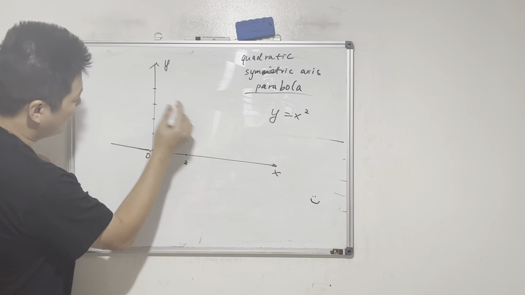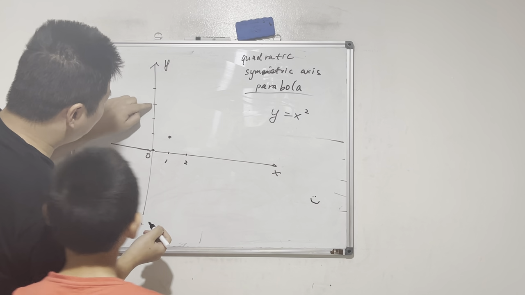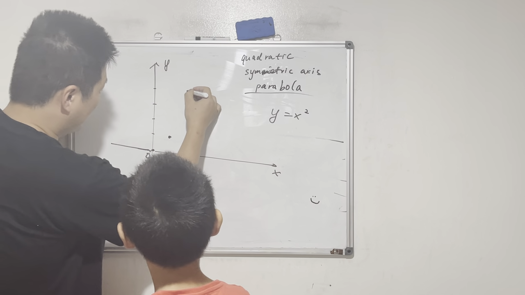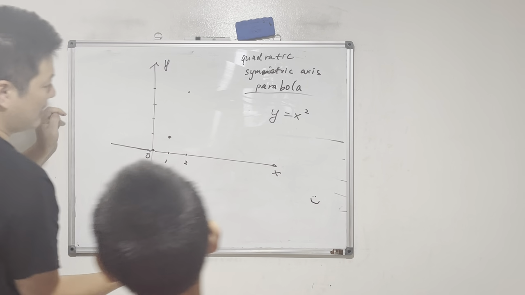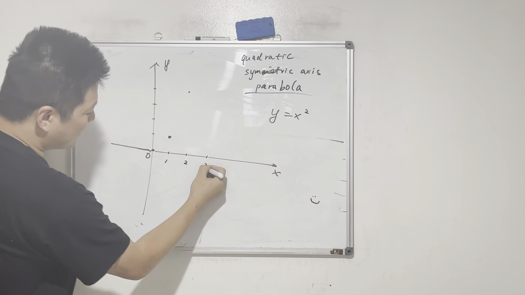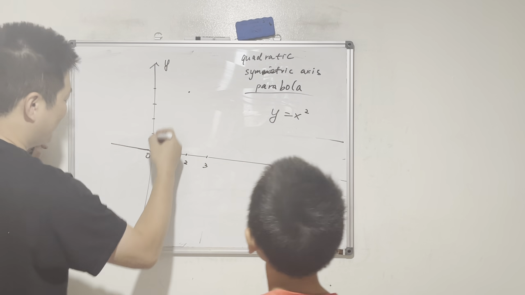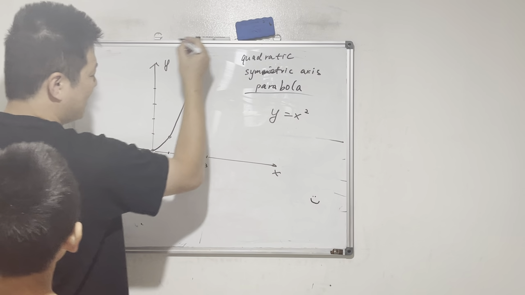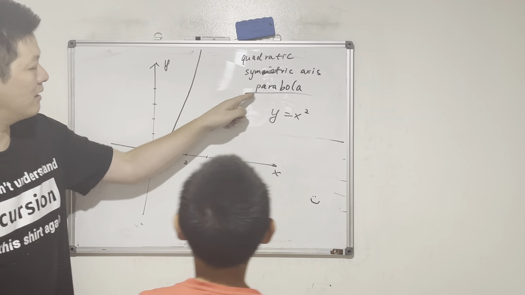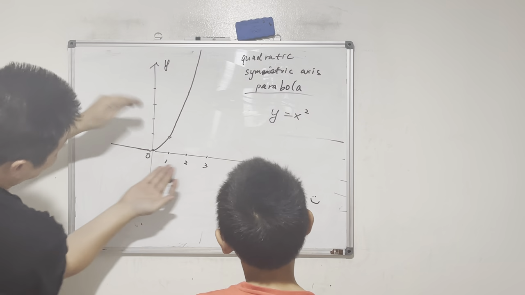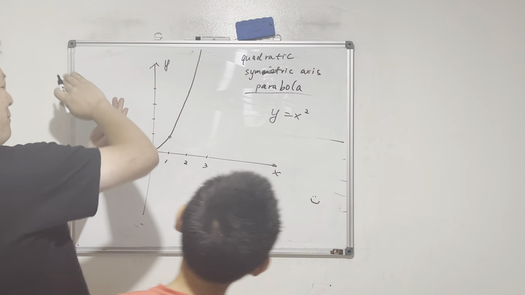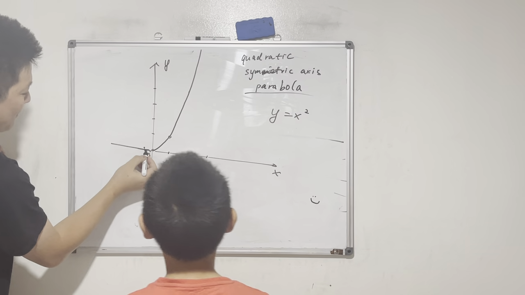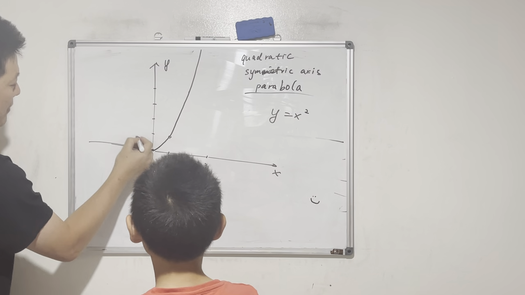So look, 1, 2, 3, 4. When x is 2, y is 4, so it should be here. You got it? When x is 3, it is 9, so it's somewhere here. So if you connect these points, what does it look like? A parabola. You have to flip it and look at it this way. But look, when it's negative, the negative is symmetric.